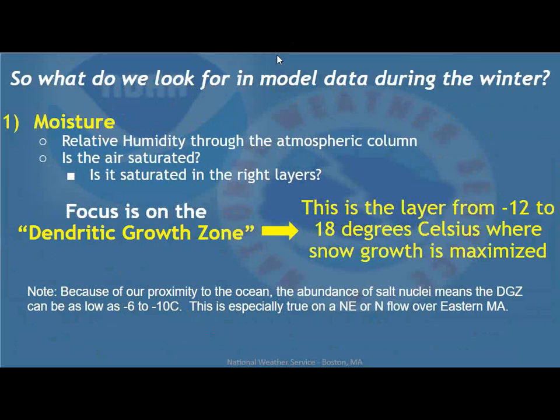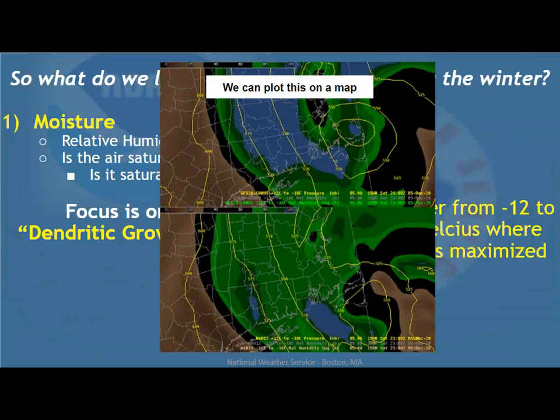If we say sometimes we have ocean effect snow coming off the ocean, the presence of salt nuclei in the atmosphere, it's complicated, but it can basically lower that zone down to as low as -6 to -10 degrees Celsius. So a little bit of caveat right along the coast, but generally -12 to -18 is where snow growth is maximized. So we can look at that on a map.